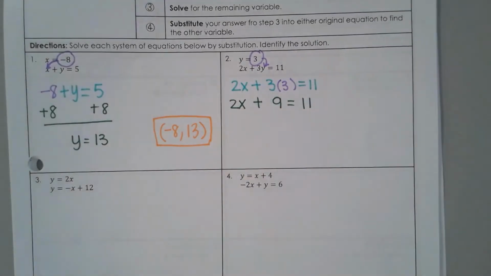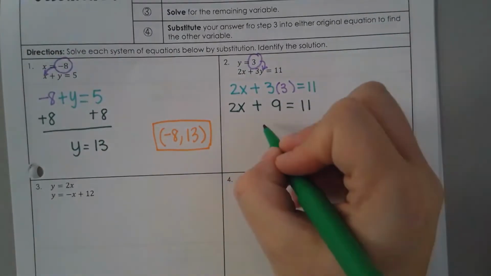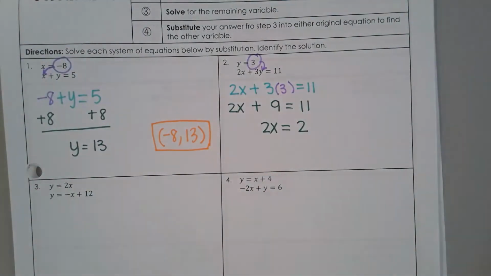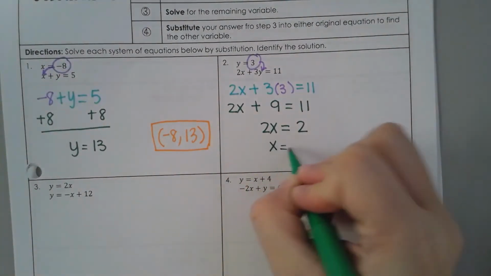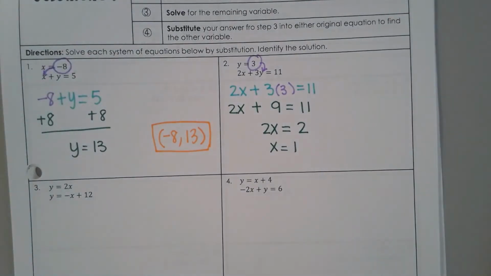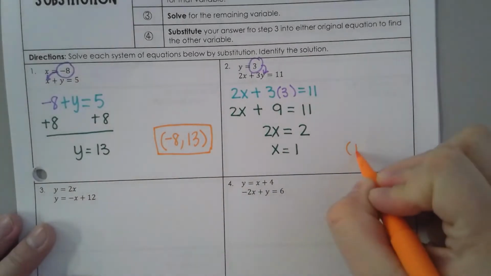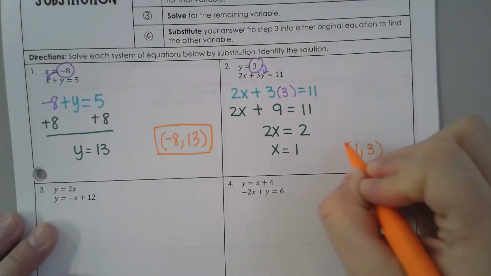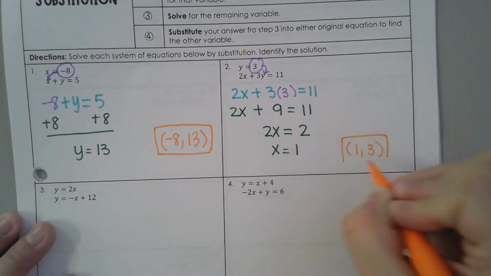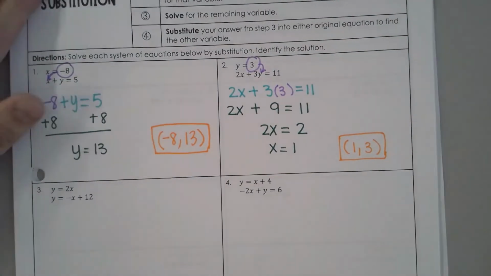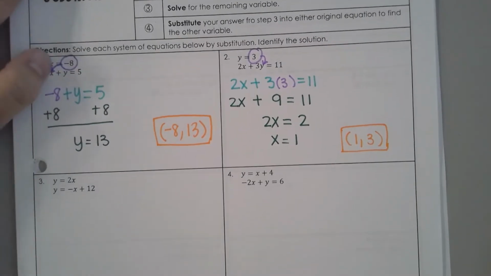And then what do we do next? Subtract 9. So 2x equals 2. So x equals 1. And my solution is the point 1, 3. It's always x, comma, y. Any questions?